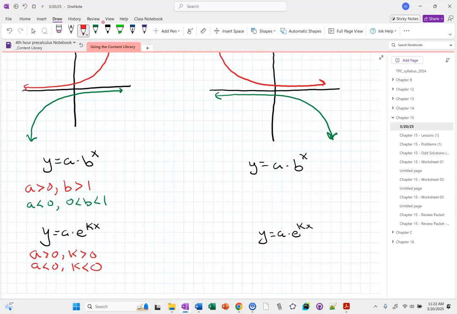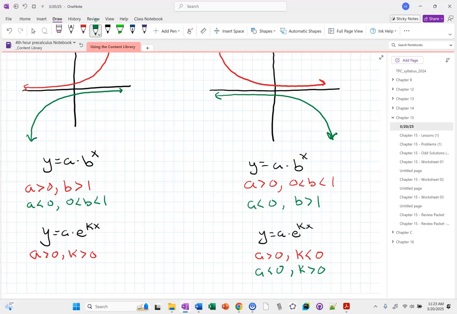Thank you. All right. So if we're looking at the decays and we're in the form a times b to the x, the red graph is positive a, but b between 0 and 1. And then the green graph would be negative a, but b greater than 1. And if we're in the other form, the red graph is a greater than 0, but k less than 0. And the green graph would be a less than 0, k greater than 0. And this one I should have written in green down here, huh?